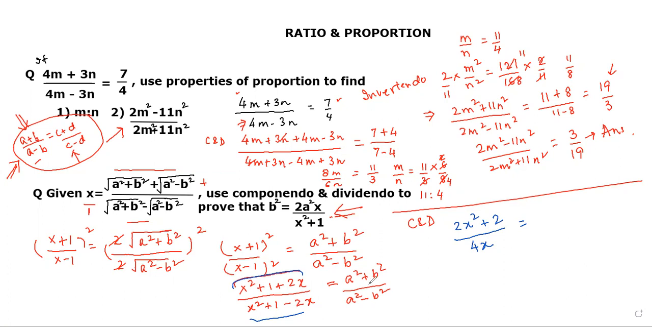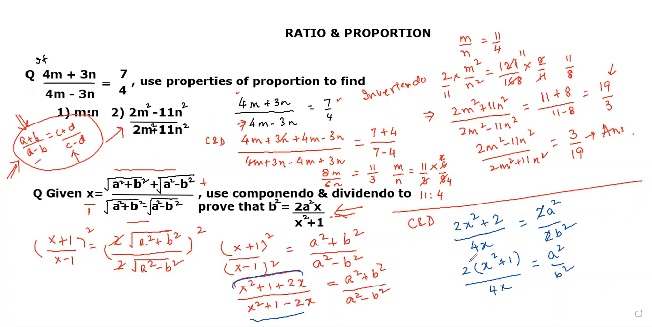What do I do on the right-hand side? A square plus b square plus a square minus b square. So I get 2a square. And what happens in the denominator? When I do this, I get 2b square. All right. So just a bit of effort. And now I can see that 2 gets cancelled. And if you see, this is 2 times of x square plus 1 upon 4x is equal to a square upon b square.